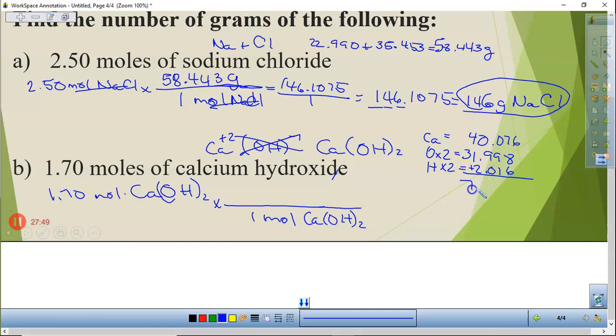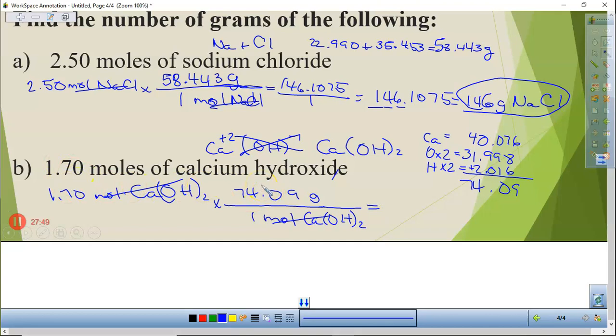So, let's see. 74.09 is the, add them together, it's 12. Yep, that's right. 74.09 is the molar mass in 1 mole of calcium hydroxide. So I'm going to put that right there, 74.09 grams. That's the molar mass in 1 mole. So I can cancel my moles, cancel my units there, multiply everything in the numerator.